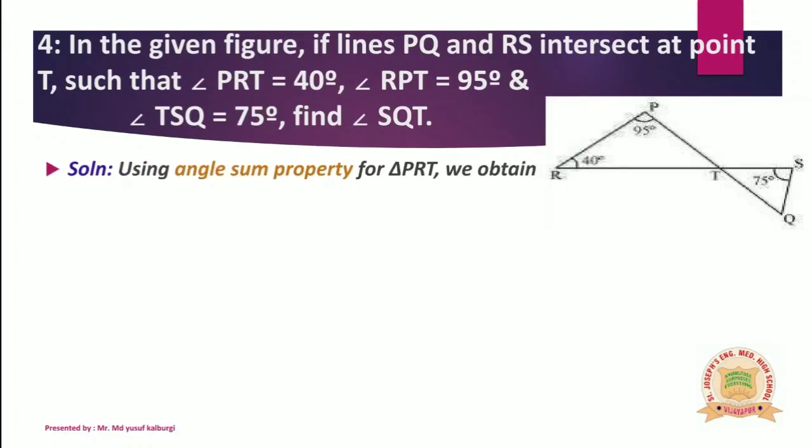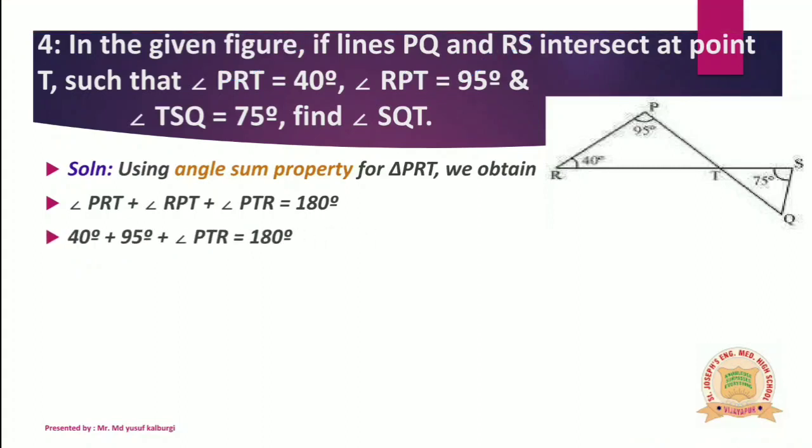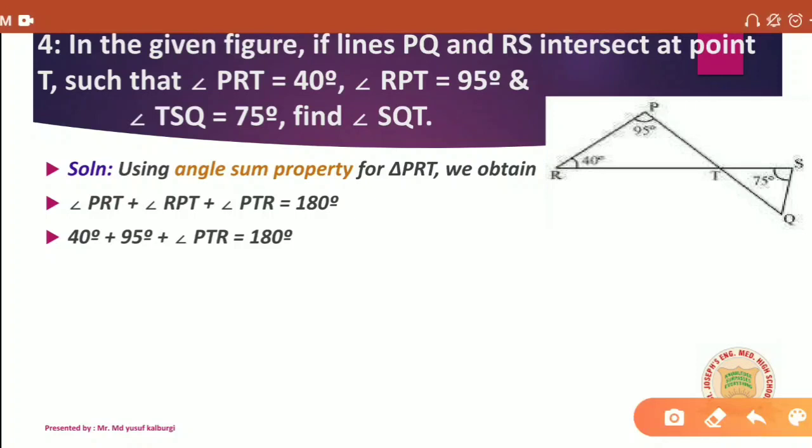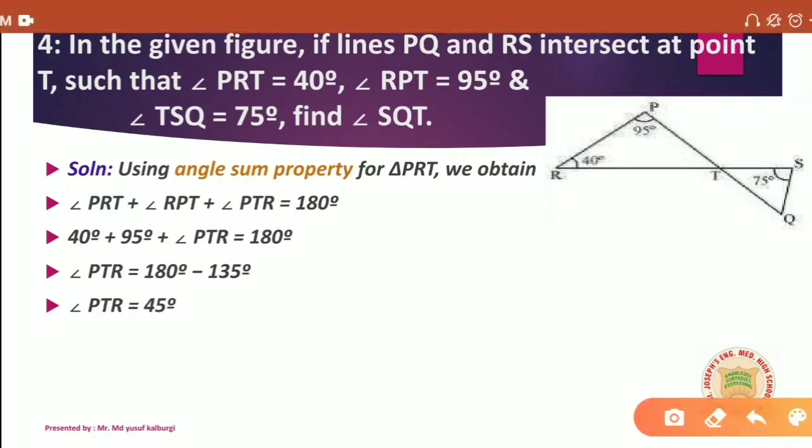Using the angle sum property for triangle PRT, we obtain angle PRT plus RPT plus PTR is equal to 180 degrees. These two values, PRT and RPT, are given. Now let us substitute those values: 40 plus 95 plus PTR is equal to 180 degrees. When you add 40 plus 95, it becomes 135. Subtracting it from 180, PTR is equal to 180 minus 135, which is 45 degrees. So this angle PTR is equal to 45 degrees.